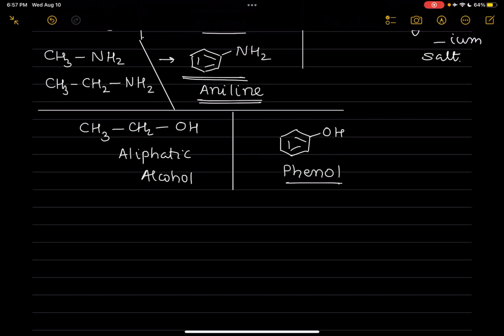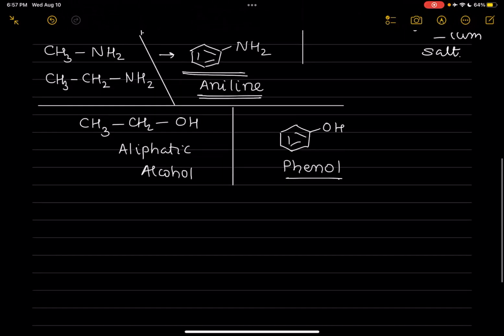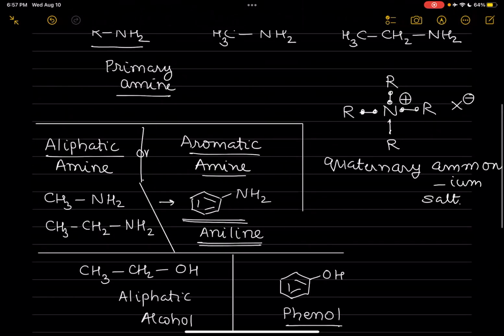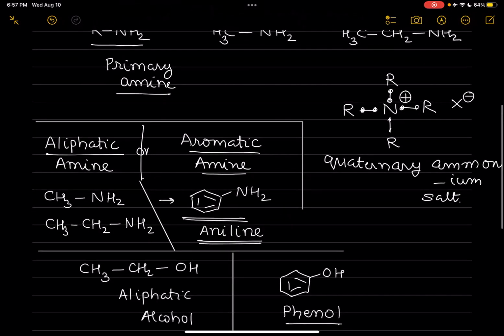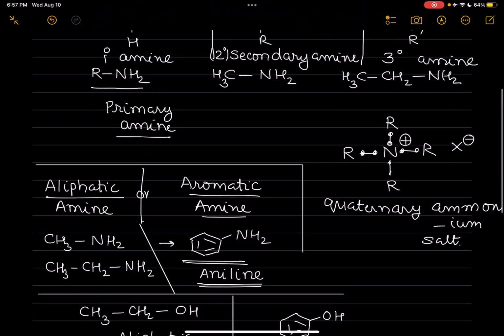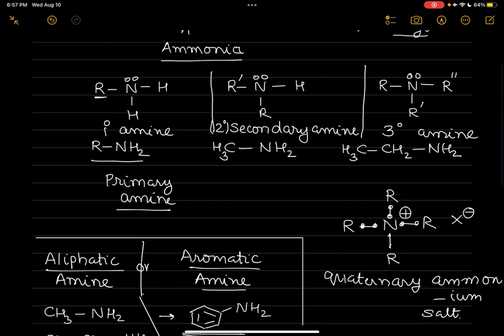But for alcohols and halides, versus amines, the classification works in a different way. For amines, you need to think how many carbon groups are connected to nitrogen. You can see over here whether there is one group, two groups, three groups, or four groups. That will make you decide whether it is primary, secondary, or tertiary amine.